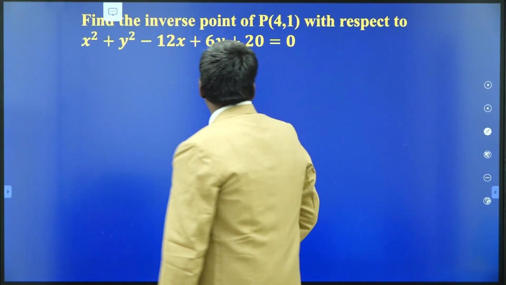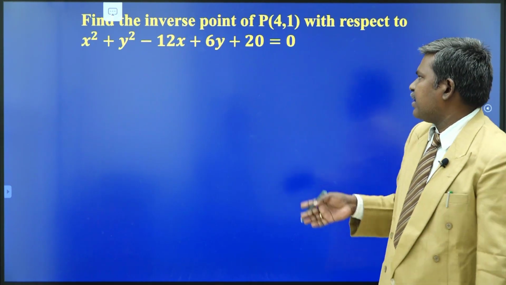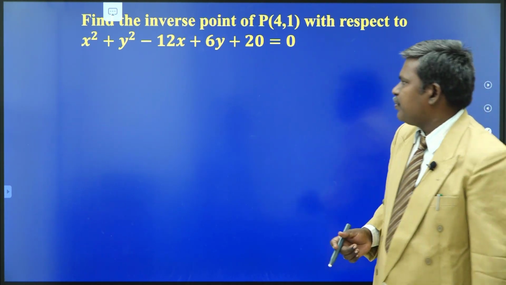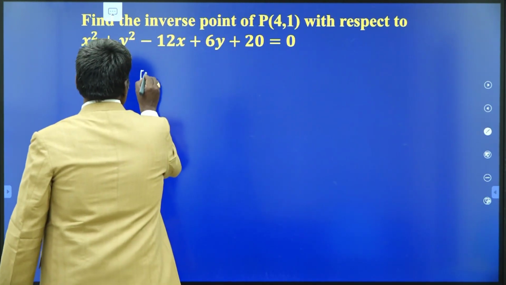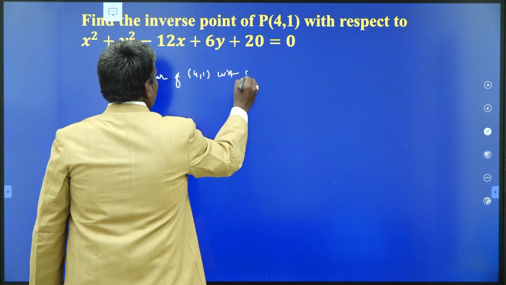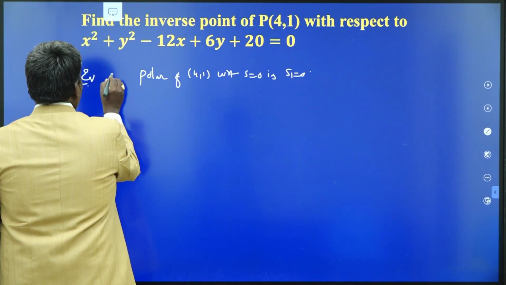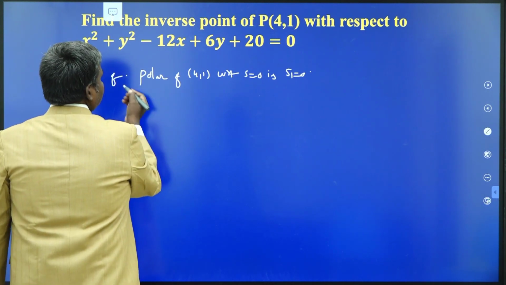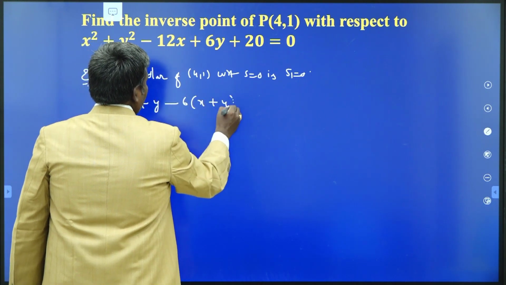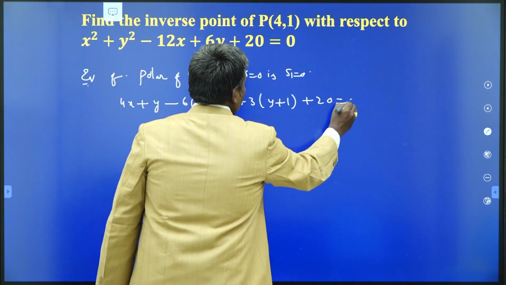Find the inverse point of 4 comma 1 with respect to the circle. In the same manner, write the polar, find the foot of perpendicular drawn from either 4 comma 1 or the center 6 comma minus 3 to that polar of P. What is the polar equation? Polar of 4 comma 1 with respect to S equal to 0 is S1 equal to 0. What is S1 equal to 0? 4x plus 1 into y, minus 6 times of (x plus 4) plus 3 times of (y plus 1) plus 20 is equal to 0.